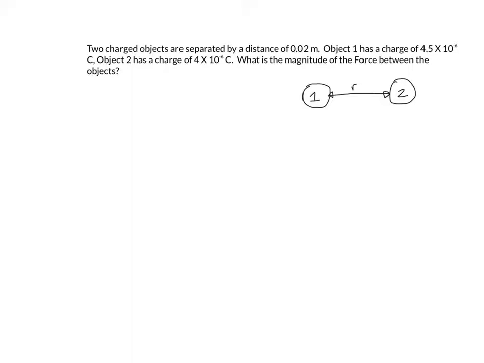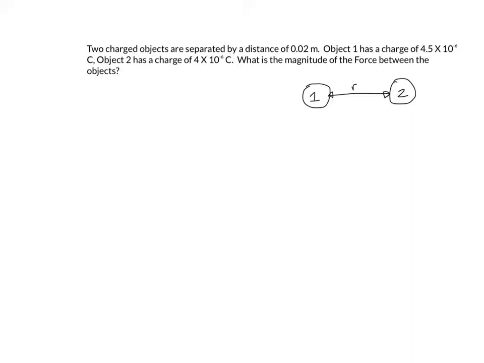The example written above says you have two charged objects separated by a distance of 0.02 meters. Object 1 has a charge of 4.5 times 10 to the minus 6 coulombs. Object 2 has a charge of 4 times 10 to the minus 6 coulombs. What is the magnitude of the force between the two objects?